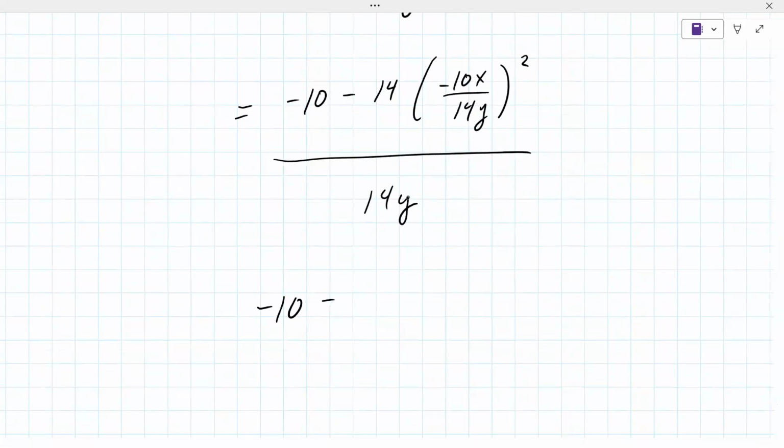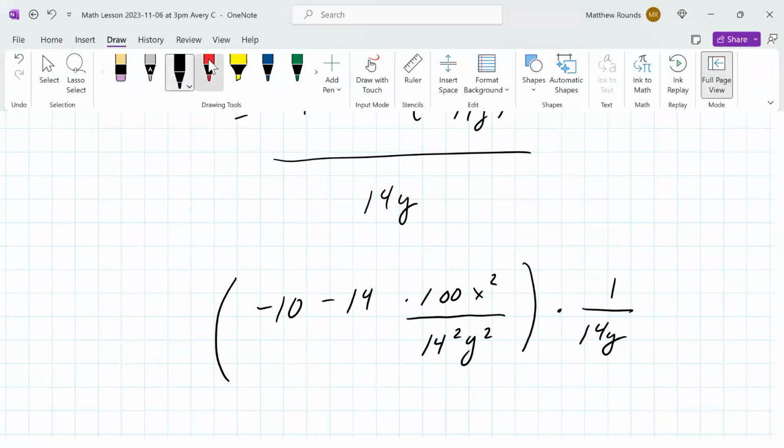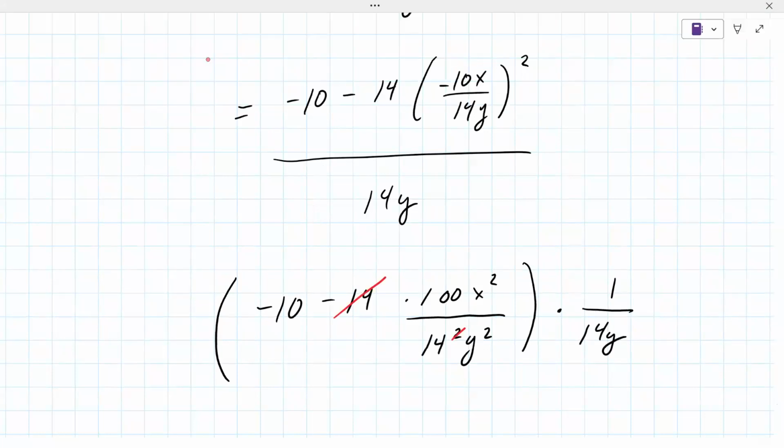So when you square, you get 100 x squared, and then it's 14 squared y squared, like that. And then this is going to be a little bit odd, but I'm going to write this as 1 over 14y, like that, off to the side. Why doesn't the 14 turn into a number like 10 did? It does. I'm going to cancel, and I want you to see that.